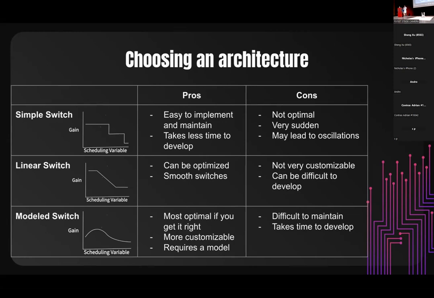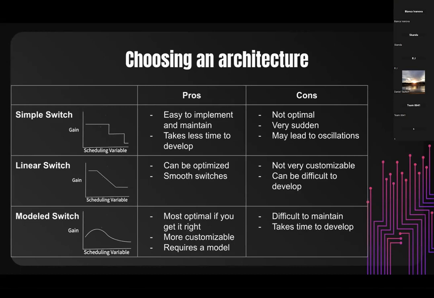So let's say you're in the very beginning of your season, you know what your robot's going to be like, and you have a lot of time. Then we would recommend that you go with a modeled switch. But if you're in the middle of the season and you want to start implementing this, you should probably go with a simple switch or a linear switch.